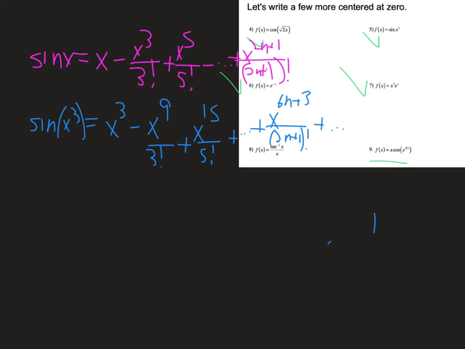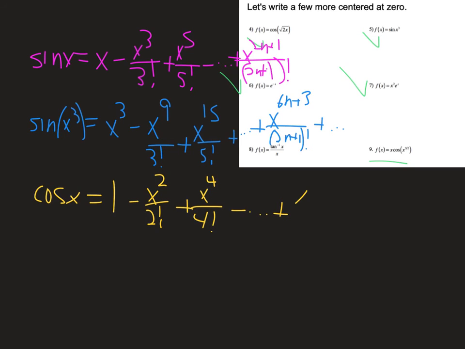And then for the cosine, cosine is an even function. So cosine is going to be 1 minus x squared over 2 plus x to the 4th over 4 minus, and so on. So that's going to be x to the 2n over 2n factorial. And I just realized I forgot something. Negative 1 to the n. I forgot something in the sine. There should be a negative 1 to the n. That didn't change. Sorry about that.